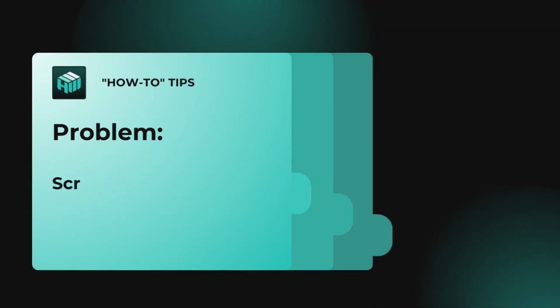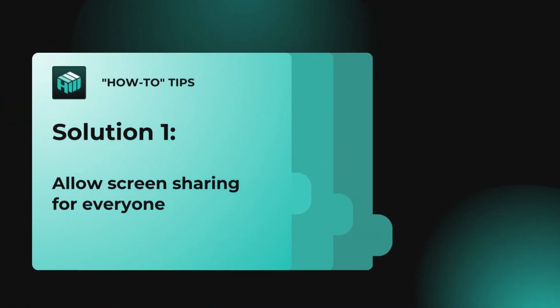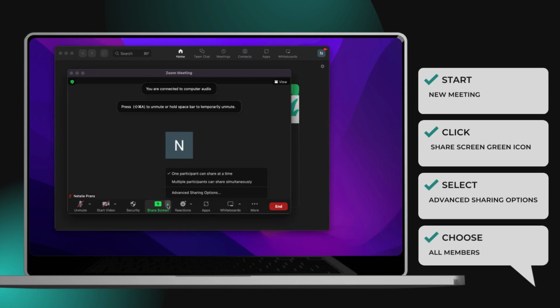If Zoom screen sharing doesn't work, try these simple fixes to help you out. The disabled screen share feature is the most common reason why everyone in a meeting is unable to share a screen in Zoom. If you are the host of the meeting, check the settings and enable this feature.